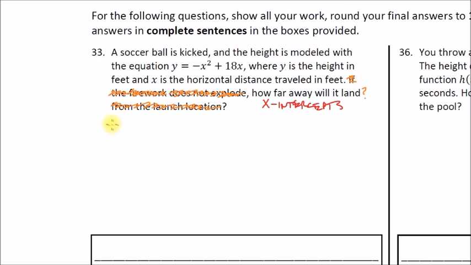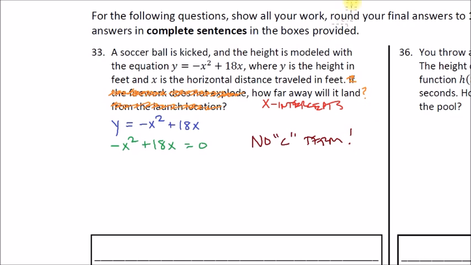Now let's write this equation. Y equals negative x squared plus 18x. And I want you to see, class, when we're solving an equation, we're going to set the y value equal to 0. So negative x squared plus 18x equals 0. And let's notice something very important. Maybe you've already seen this, no C term. If you don't have a C term, we can quickly factor this equation. All we have to do is find the GCF and factor it out.